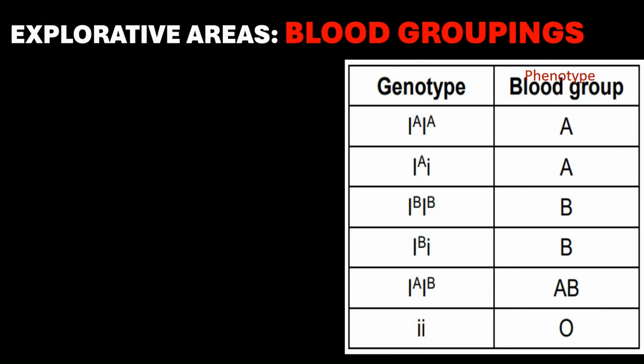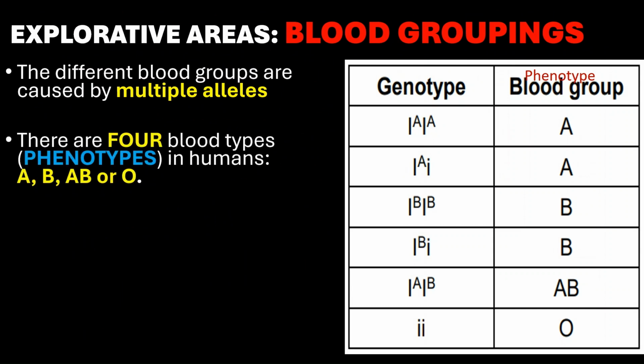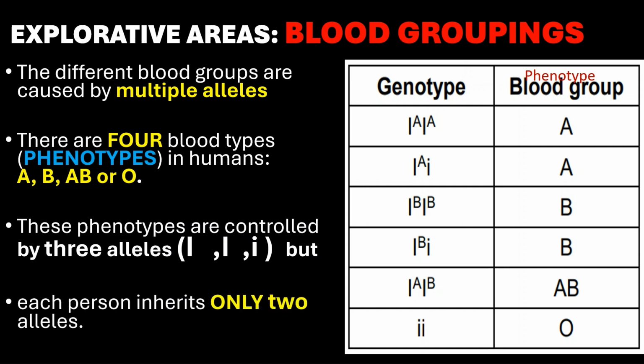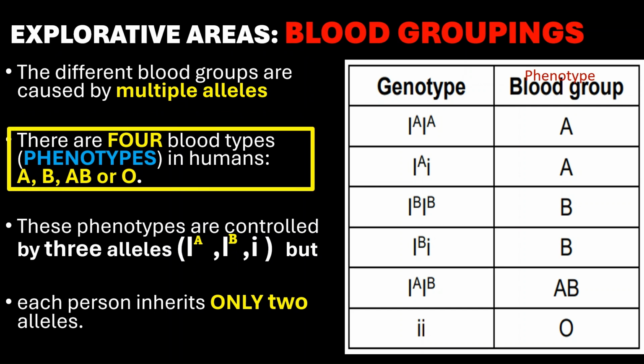Now, let's go finally into the exploration of blood grouping. Like we earlier said, there are different blood groups caused by multiple alleles. There are 4 blood types or phenotypes, and these phenotypes are controlled by three alleles, and a person can only inherit two. And then we explored the alleles. They are A, B, and O. So take note of the word multiple alleles, very important. And note that there are four phenotypes, physical appearances of these blood groupings in terms of chemical testing.